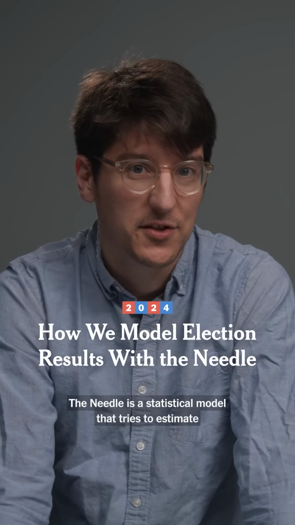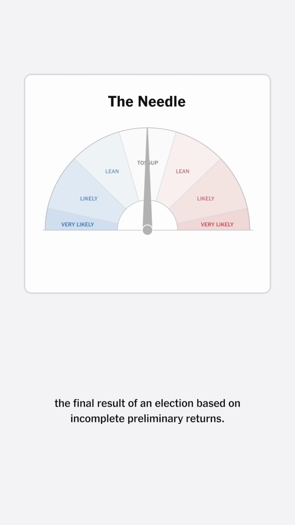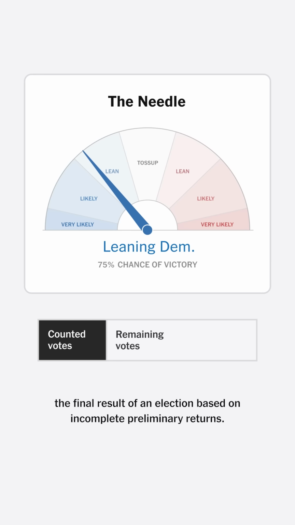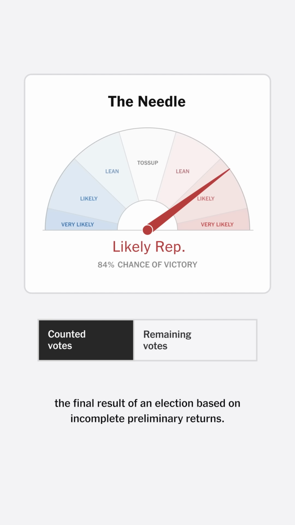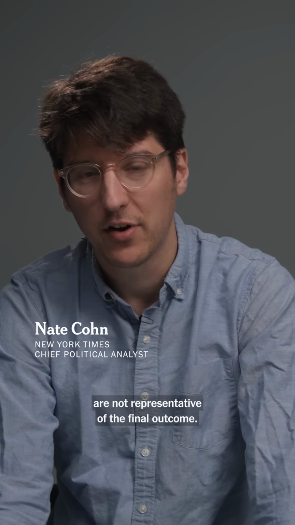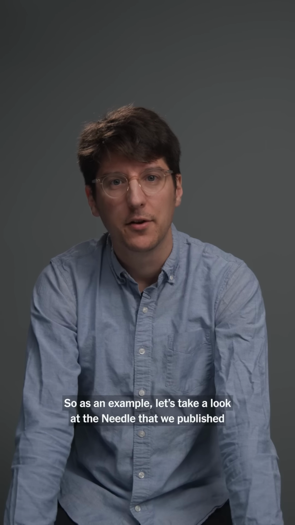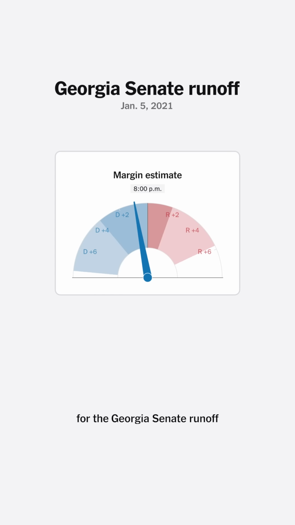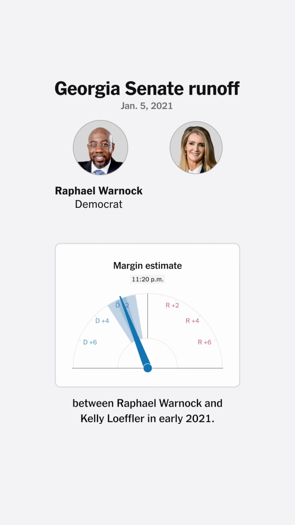The needle is a statistical model that tries to estimate the final result of an election based on incomplete preliminary returns. And the needle is useful because oftentimes the results that we get early on election night are not representative of the final outcome. So as an example, let's take a look at the needles that we published for the Georgia Senate runoff between Raphael Warnock and Kelly Loeffler in early 2021.